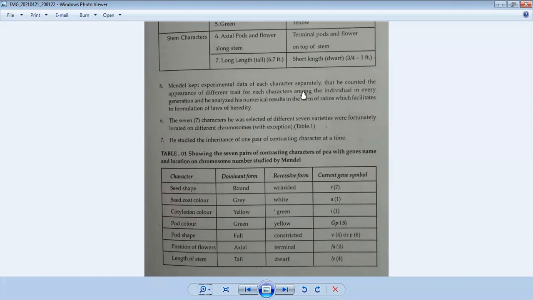different traits for each character among the individuals in every generation, and he analyzed his numerical results in the form of ratios, which facilitated the formulation of the laws of heredity. So Mendel kept experimental data for each character separately. He counted the appearance of the different traits for each character among the individuals in every generation, and he analyzed his numerical results in the form of ratios, which facilitated the formulation of the laws of heredity.